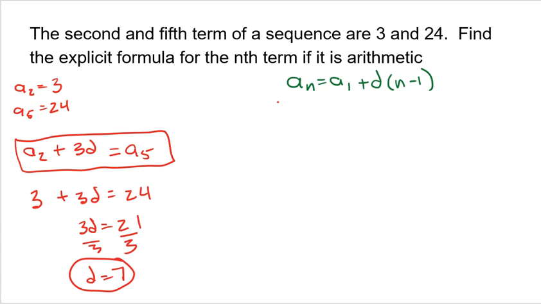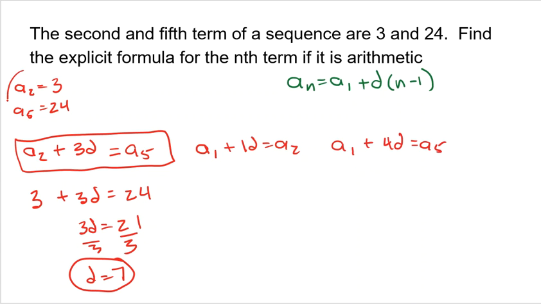That's awesome. Now the other thing I need to know is the first term. Let me go back to that algebraic thinking. I know that the first term plus 1 difference is the second term. Now I also could have done the first term plus 4 differences equals the fifth term.